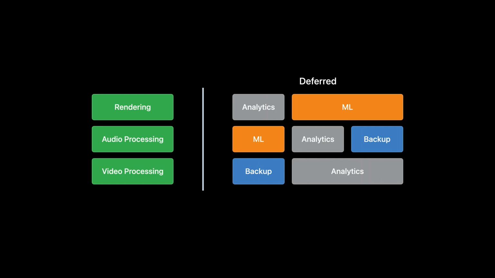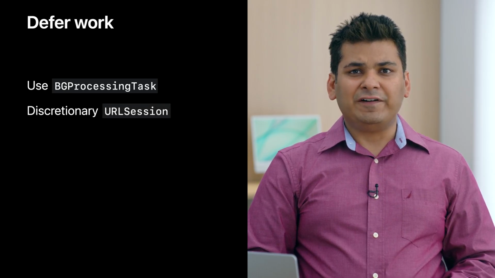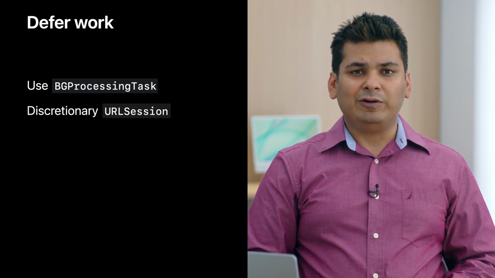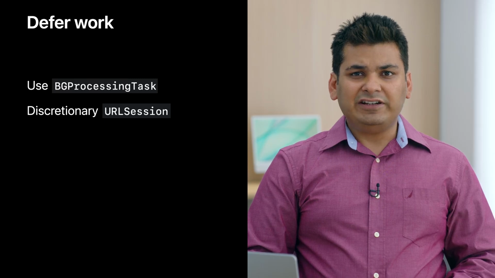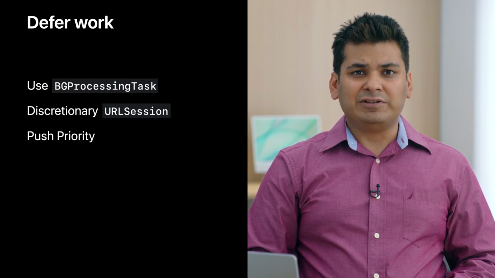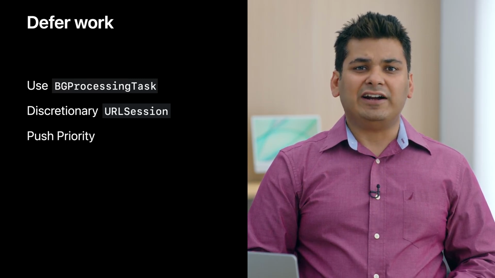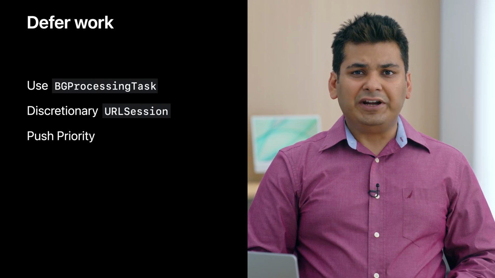Let's talk about 3 APIs you can use to accomplish this. BG processing task is a good choice to defer tasks which run for long durations. Discretionary URL session is a perfect choice to schedule deferrable networking. And leveraging the right push priority can help servers deliver pushes at the right time. Let's go into detail for each. First is BG processing task.